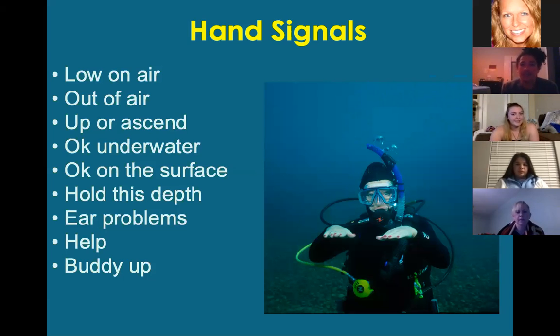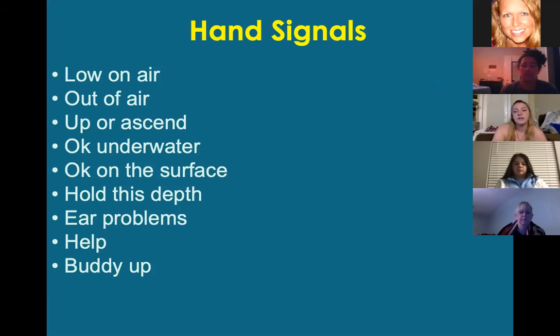This depth. Yeah, this is stay at that depth. Yes, so this is hold this depth. We are going to do a safety stop at 15 feet, and a lot of people forget that. So we're going to tell you, 3 minutes, and then we're going to say hold this depth. So that just means kind of stay there, hang out a little bit. And then what does this one mean?